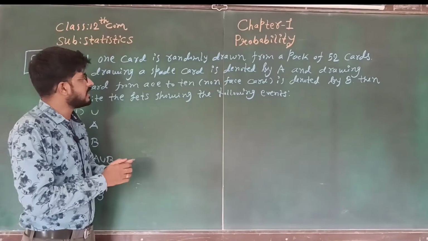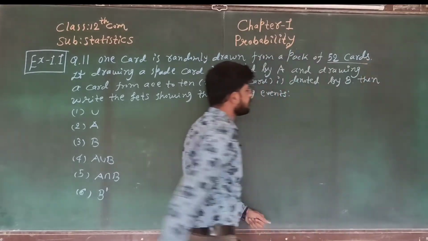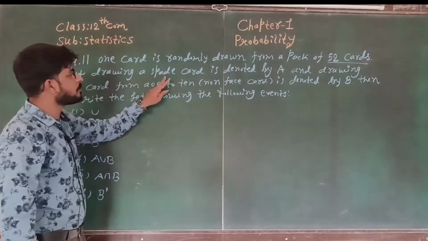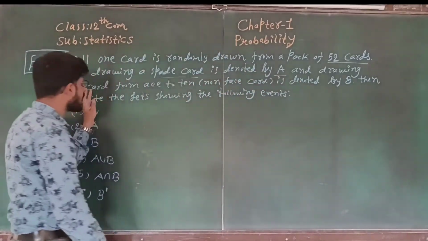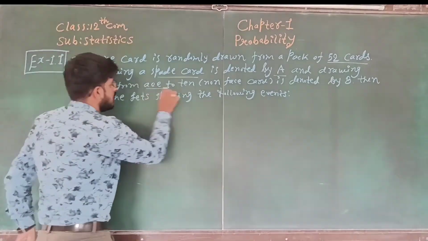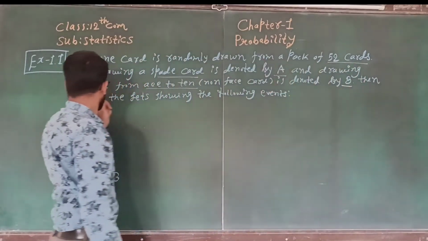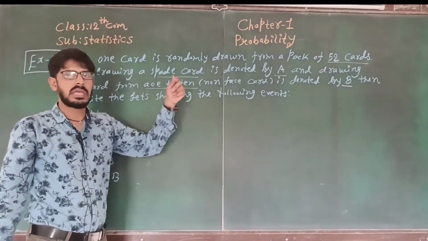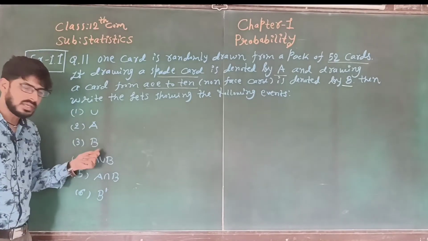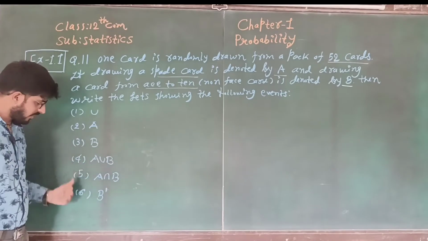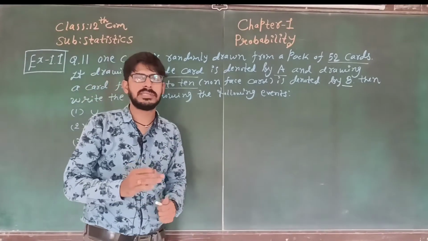One card is randomly drawn from a pack of 52 cards. If drawing a spade card is denoted by A and drawing a card from A to 10, a non-face card, is denoted by B, then write the sets showing the following events: first U, second A, third B, fourth A union B, fifth A intersection B, and sixth B dash. It means the complement of set B.